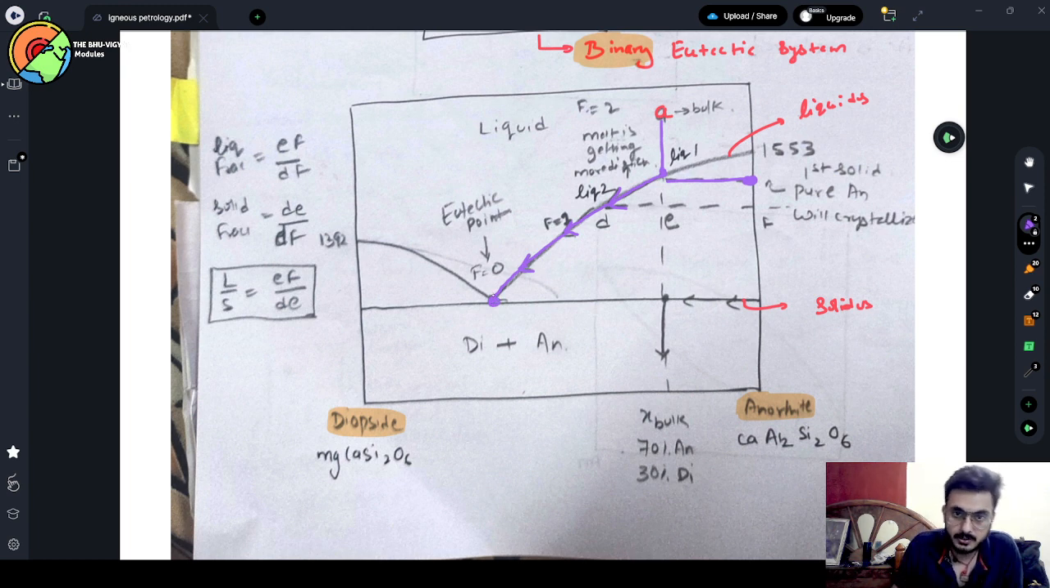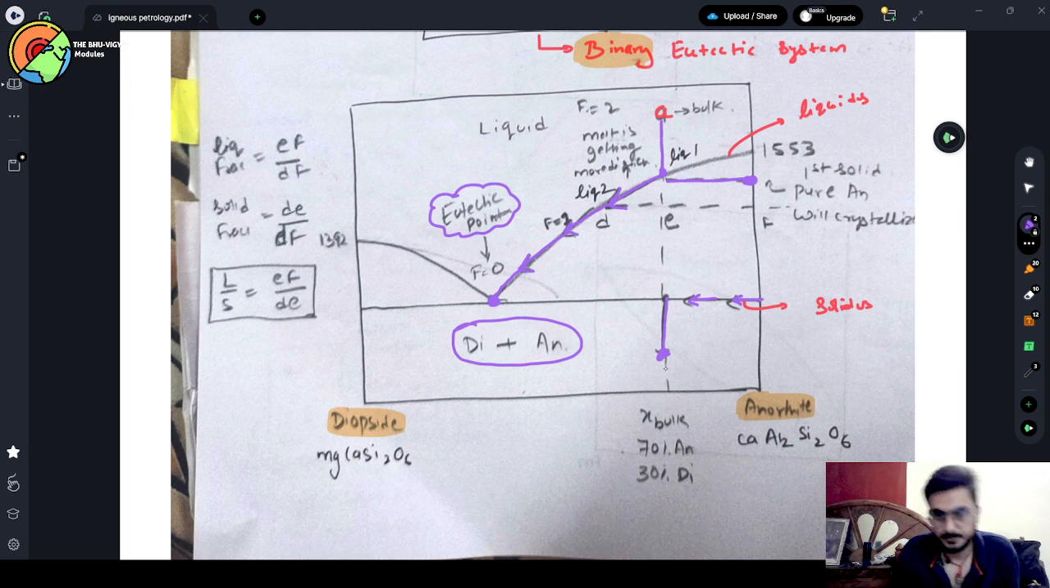This point is known as the eutectic point. After this point, with further crystallization, the diopside will start to crystallize from the melt, and the melt will be out of the system. So you will get only the diopside and anorthite, and this curve will move along in this direction, and the final composition will be 70% anorthite and 30% diopside.